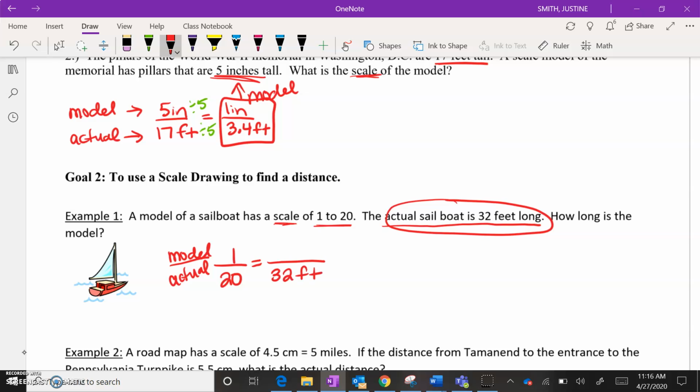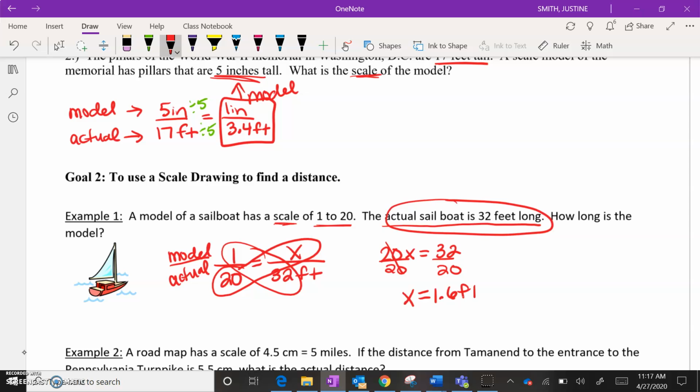Okay, and it says how long is the model? So we're looking for the model here. So now we have a proportion, and what we can do is cross multiply. So we get 20 times x is equal to 32 times 1, which is just 32. So we're going to solve this by dividing by 20. So 32 divided by 20, we end up getting x is equal to 1.6 feet. Okay, so the model is 1.6 feet.